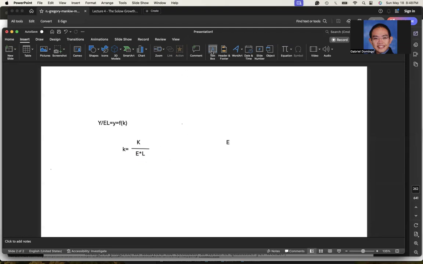Recall that L is growing at rate N, and now E is growing at rate G. So that means your denominator, E times L, is growing at rate N plus G. The other thing we remember, of course, is that K, or big K, is shrinking at rate delta, depreciation.